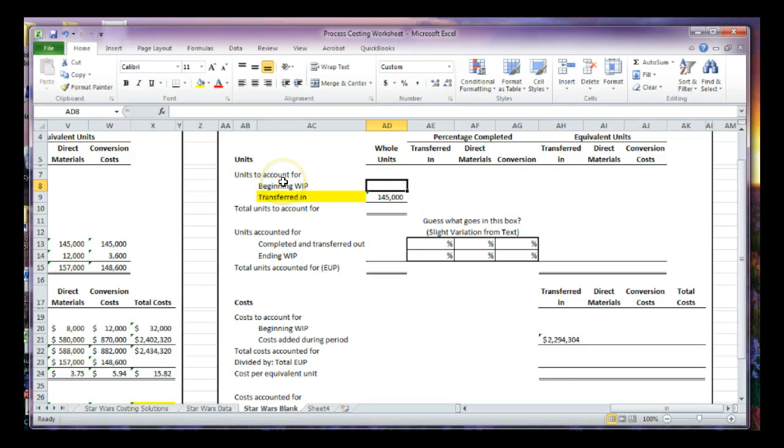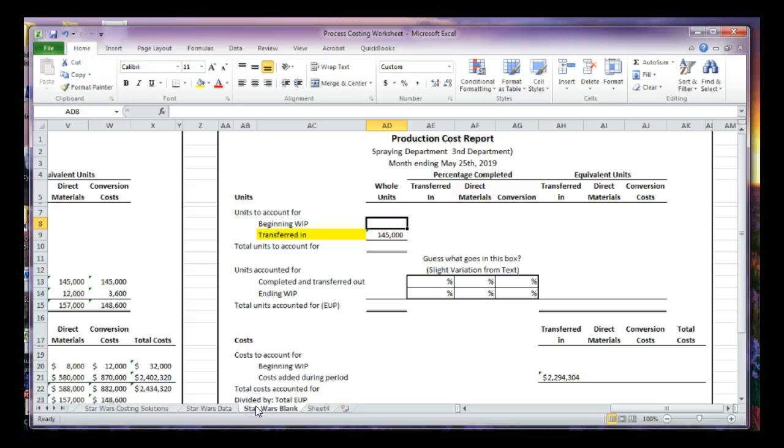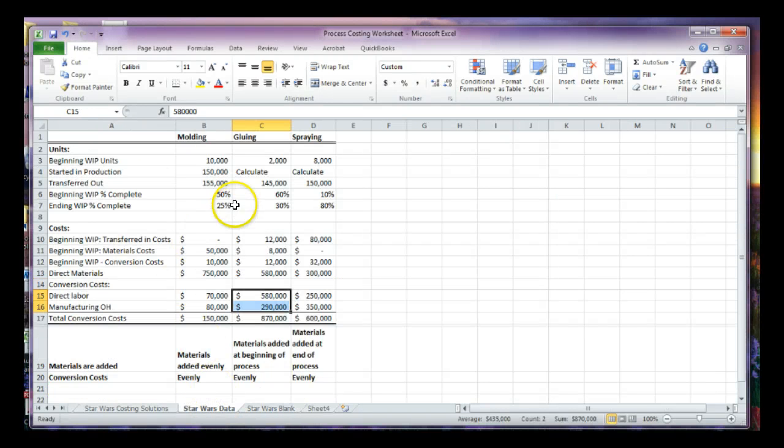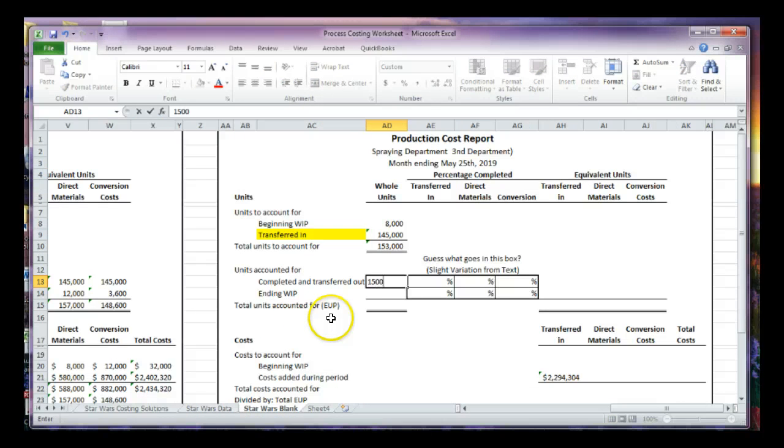What's our beginning work in process units for the spraying department? We go back here, 8,000. And then we add these. So we're trying to account for 153,000 units that have somehow touched this factory during the month. Of those, we transferred out a bunch because we finished them, and that would be 150,000 transferred out in the spraying department. That means 3,000 are left over.